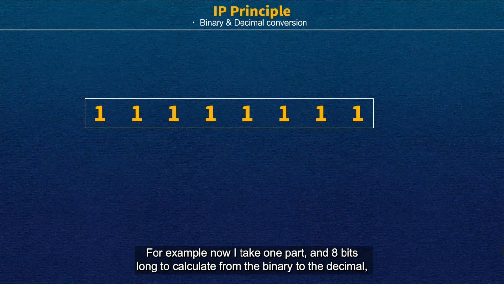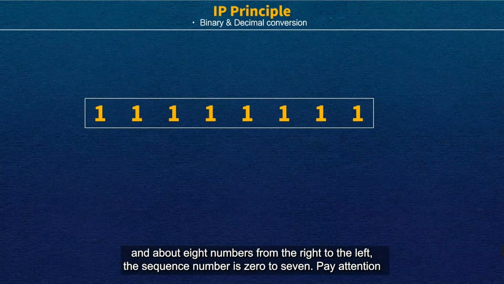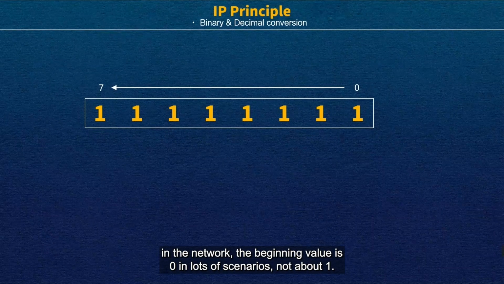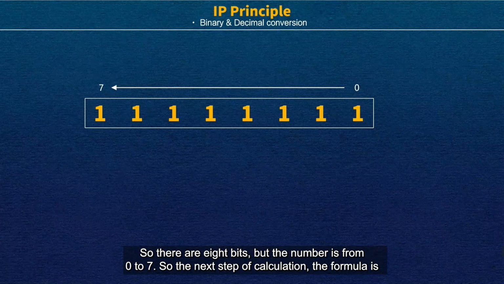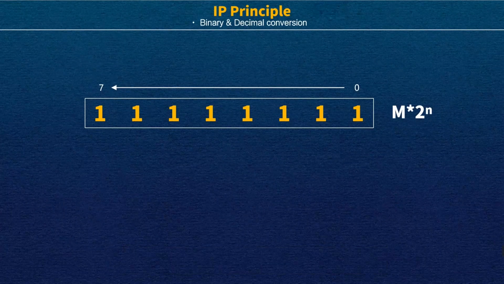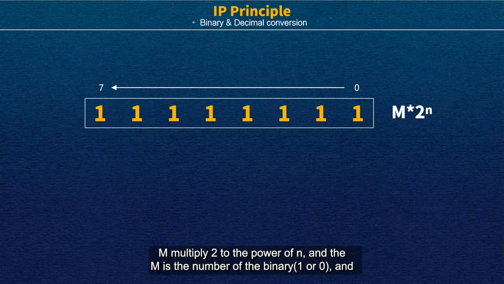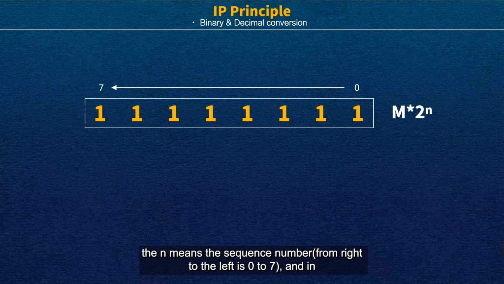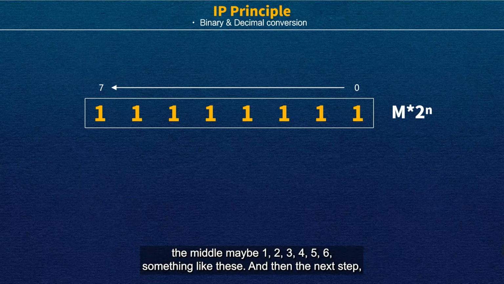For example, now I take one part, 8 bits long, to calculate from binary to decimal. About the 8 bits, from right to left the sequence number is 0 to 7. Pay attention, in the network the beginning value is 0 in lots of scenarios, not 1. So there are 8 bits, but the sequence numbers are 0 to 7. The formula is m multiplied by 2 to the power of n, where m is the binary digit, 1 or 0, and n is the sequence number. From the right it is 0, from the left it is 7, and in the middle 1, 2, 3, 4, 5, 6.